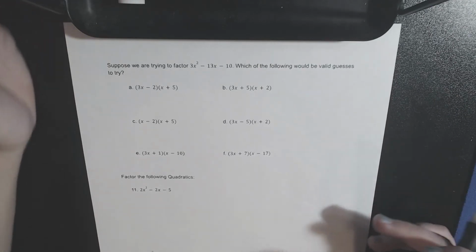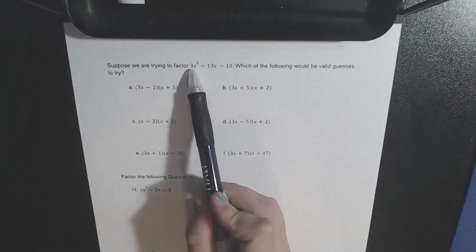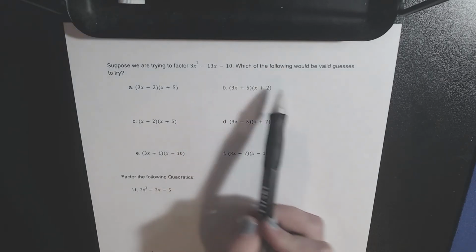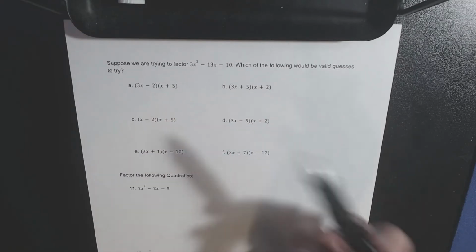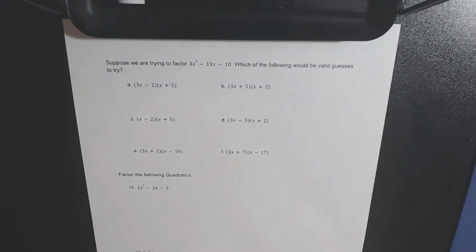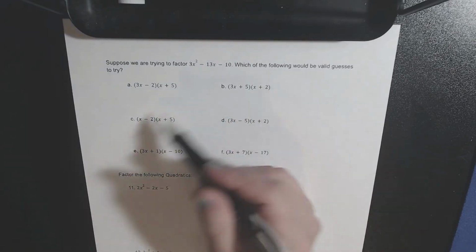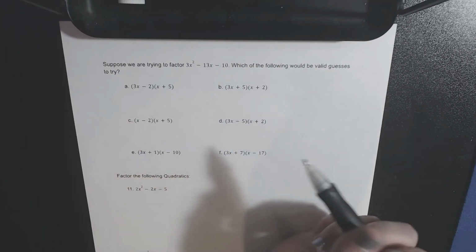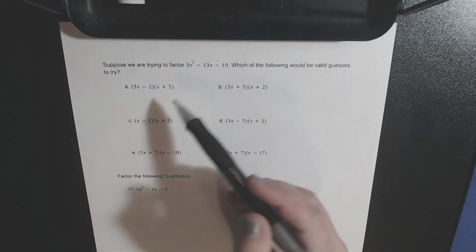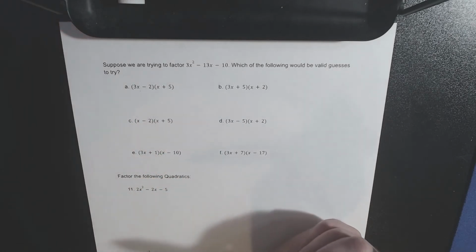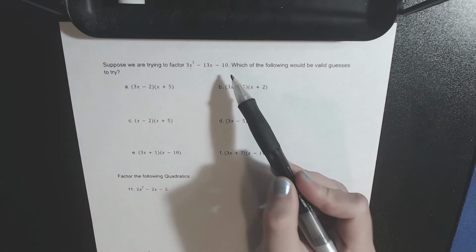Okay, so suppose that we're trying to factor 3x squared minus 13x minus 10, and before we even try to factor this, I want us to make sure we understand what valid guesses are to make here. We're not going to choose the right answer here, but let's look through and decide which ones would be guesses that you even could make when you're factoring 3x squared minus 13x minus 10.